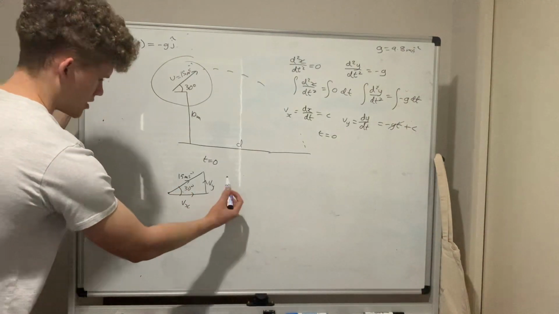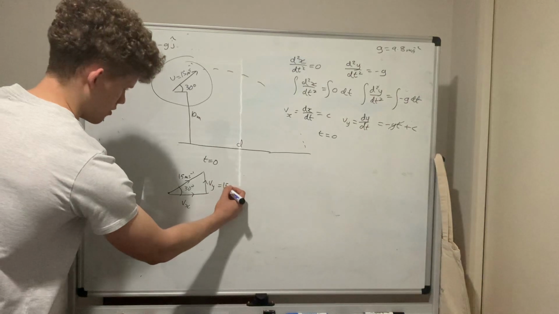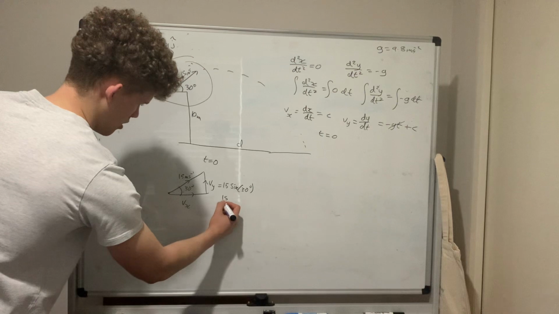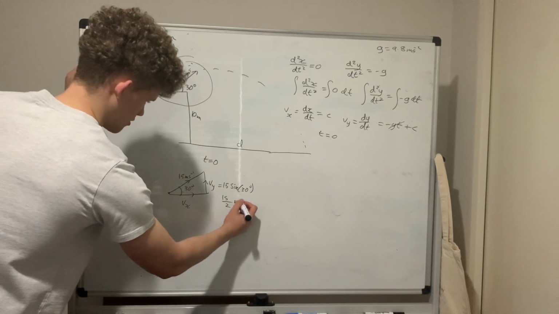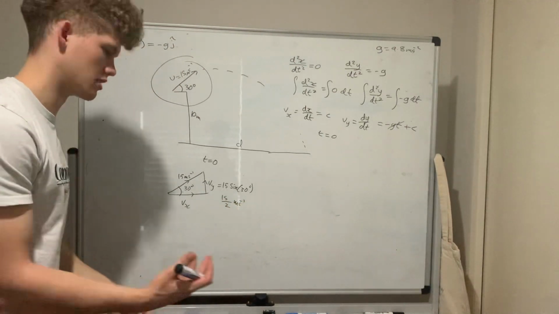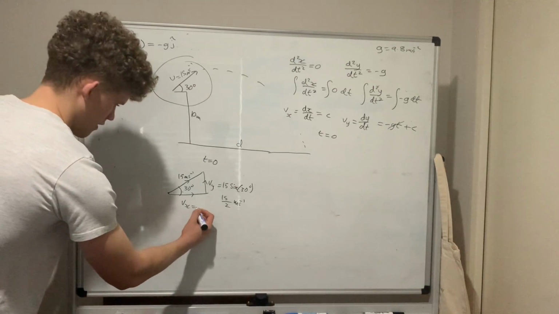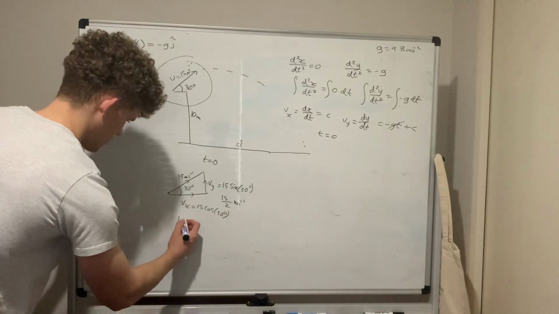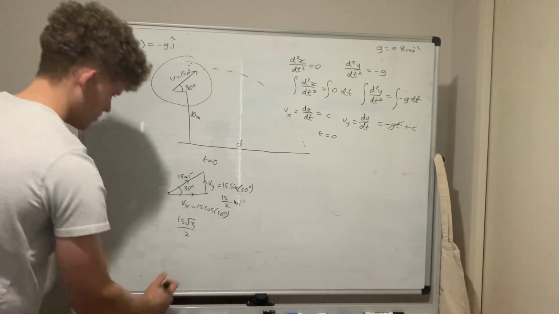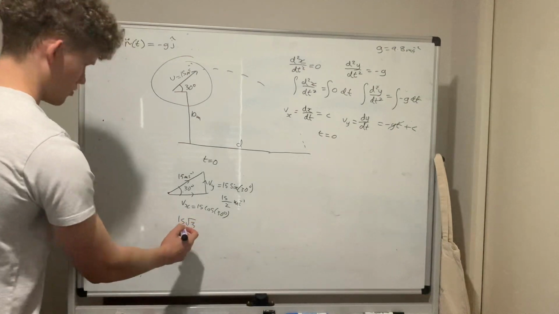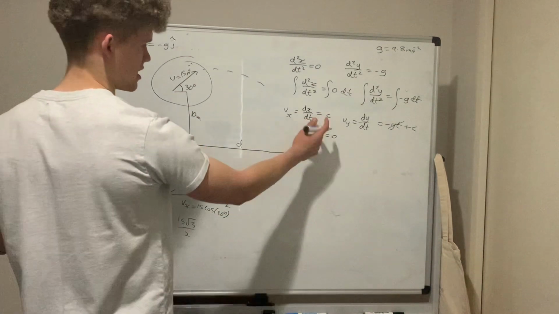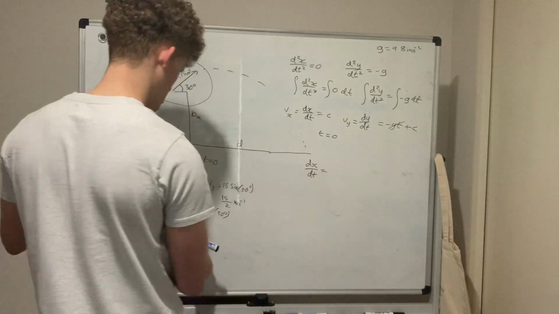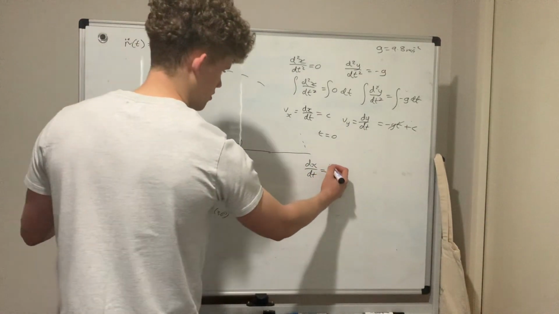This is my opposite side, so this side is going to be 15 sine of 30 degrees. So in other words, it's going to be 15 over 2 meters per second, because sine of 30 degrees is a half. Here, this is going to be 15 cos of 30 degrees. So this is going to be 15 root 3 on 2, when time equals 0. So what that means is my plus c here, my dx/dt, is going to be 15 root 3 over 2.